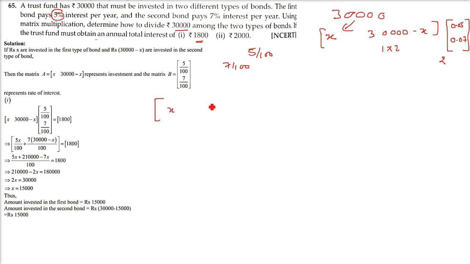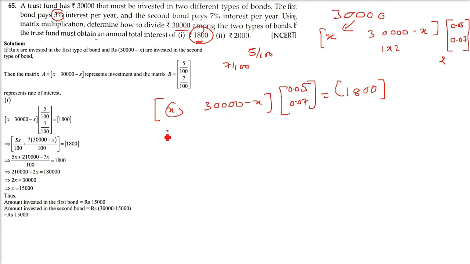We have to multiply these two: x and 30,000 minus x, multiplied by 5 by 100 and 7 by 100. Keep it as 5 by 100 and 7 by 100, because if we keep it like this, you'll see what problem we face. This has to be equal to 1,800 one time and the other time it has to be equal to 2,000. First part I am going to show you. x into 5 by 100 plus 30,000 minus x into 7 by 100 is equal to 1,800. This is what is given in the question.